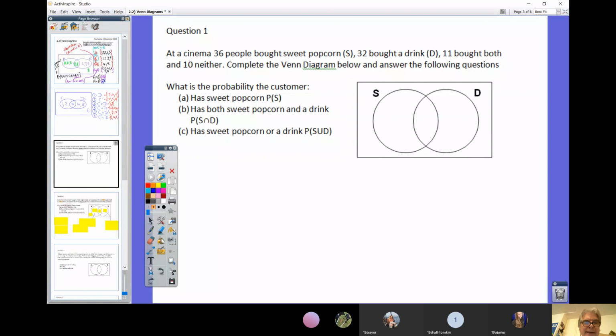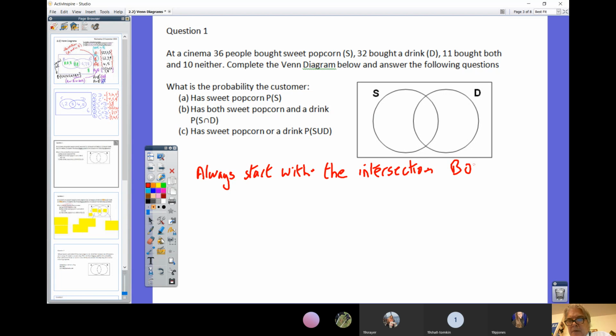Okay, lovely, thank you. Now, the biggest learning point from today's lesson, you must always start with filling in the intersection bit of both. So can you just go and write down, please, just as a note, always start with the intersection. So that's the both bit. That's the both bit. If you don't do that, you're going to get these wrong.